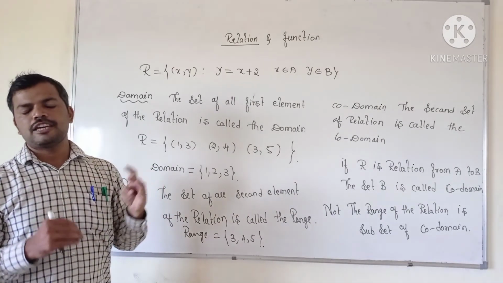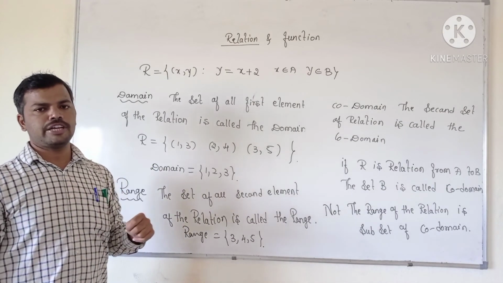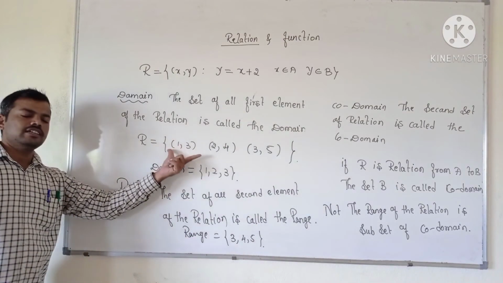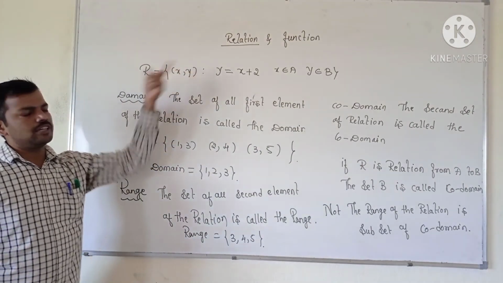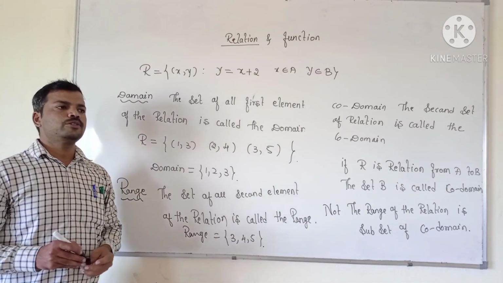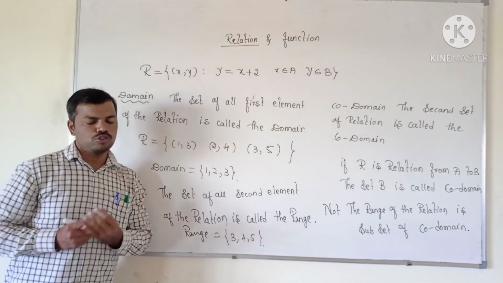So here also we have two types of representation of the relation. One is the roster method and the other is the set builder method. So you have to have an idea about both the methods.